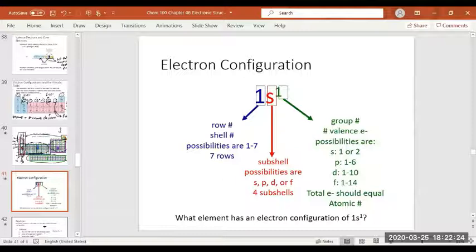You can also know the subshell, which group, and the group number, meaning how many valence electrons. So look here. This is in period, or shell number, 1. The subshell possibilities are S, P, D, or F, but here we have S, so it will be in the S block. The group number represents the number of valence electrons, so it will be in group 1. This one is the hydrogen atom.